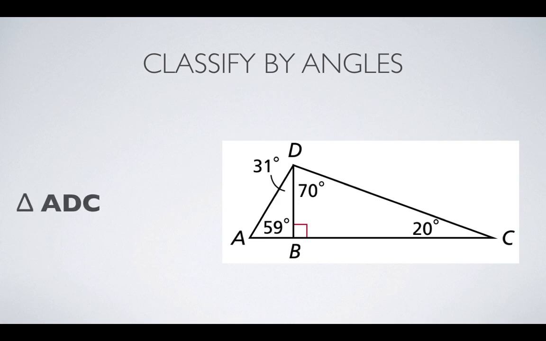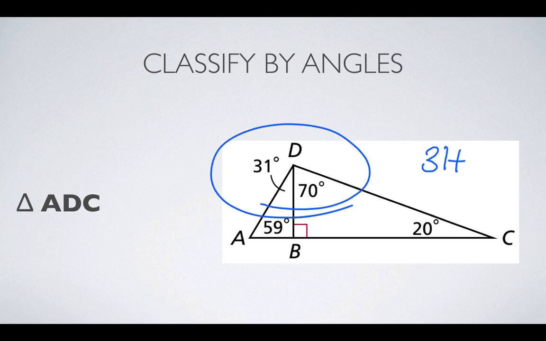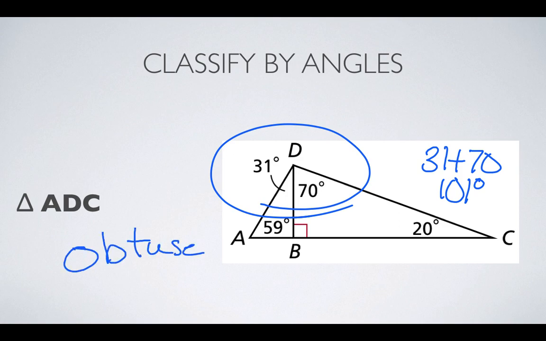Finally, we have ADC, which is this giant triangle formed by our two smaller triangles right here. So let's look at what our angles are. We have a 59, we have a 20, and then we have this 31 and 70. Now, you might be going, all of those are acute. Yes, but this angle is formed by both. 31 plus 70 is 101 degrees. 101 degrees makes this triangle obtuse.